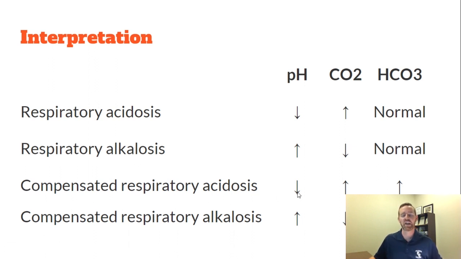So if you have a low pH and an elevated CO2, that's going to tell you, yes, we're acidotic, but CO2 is also elevated, meaning you're retaining that acid side of the balance, but your metabolic side attempts to compensate for that acidosis, and so it elevates the HCO3, or the bicarbonate, right? And so the same would be true for a compensated respiratory alkalosis.